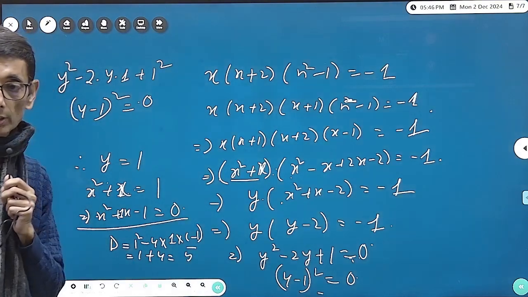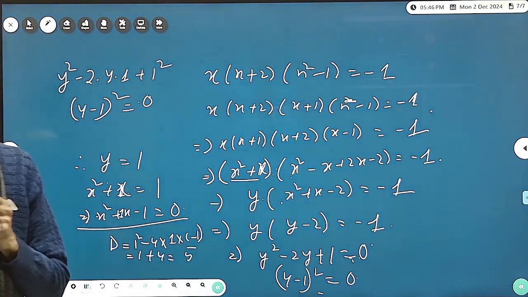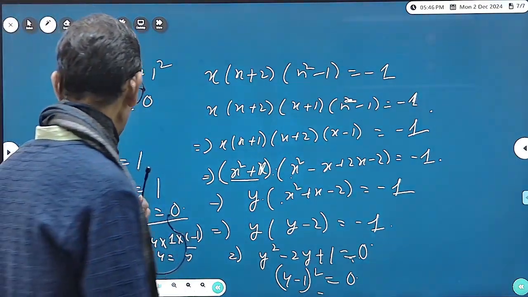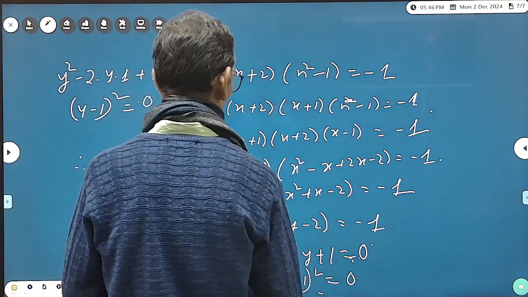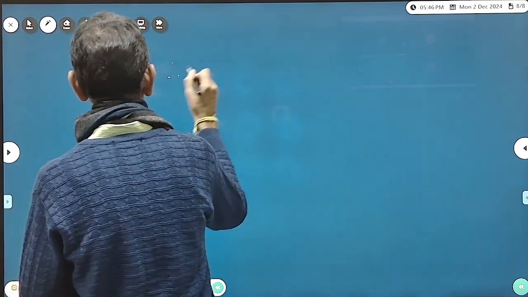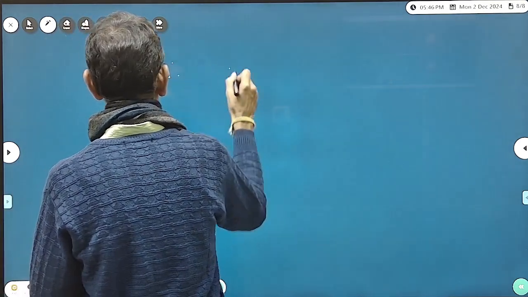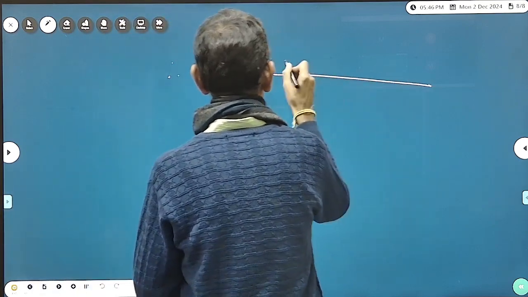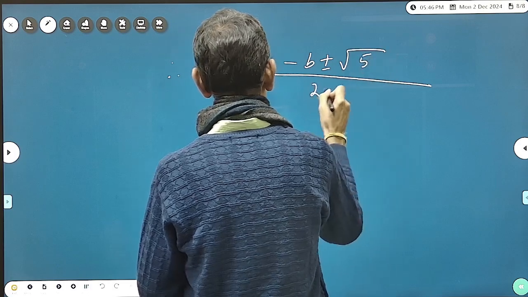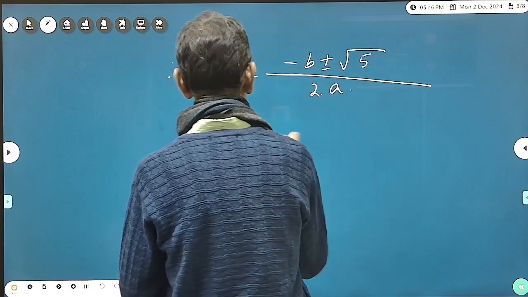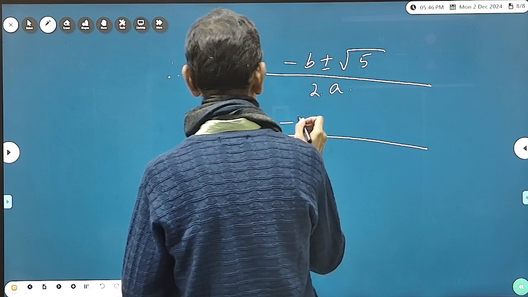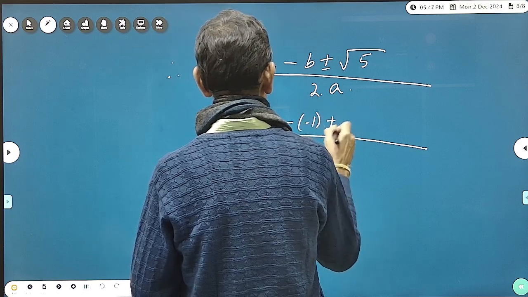D is a non-perfect square number. Since it is a non-perfect square number, roots will be irrational roots. D is 5, so it's not a perfect square number, so roots will be irrational. So therefore x value is minus b plus minus root d by 2a. So what is minus b? B is 1, so minus 1, plus minus root 5.